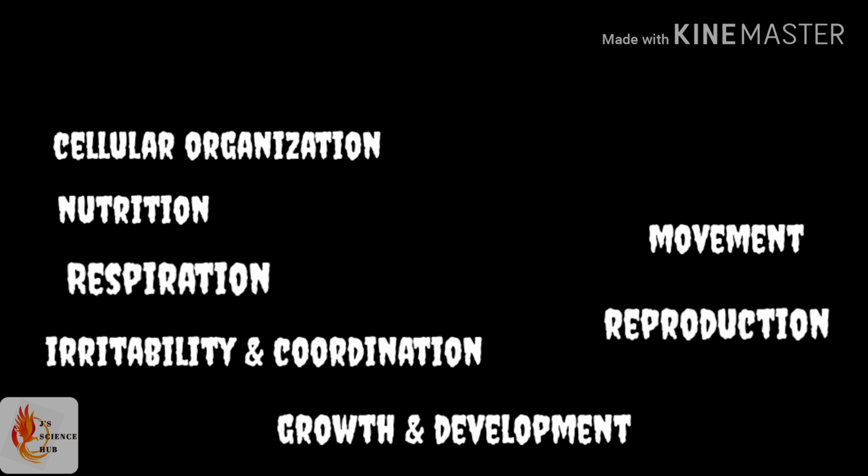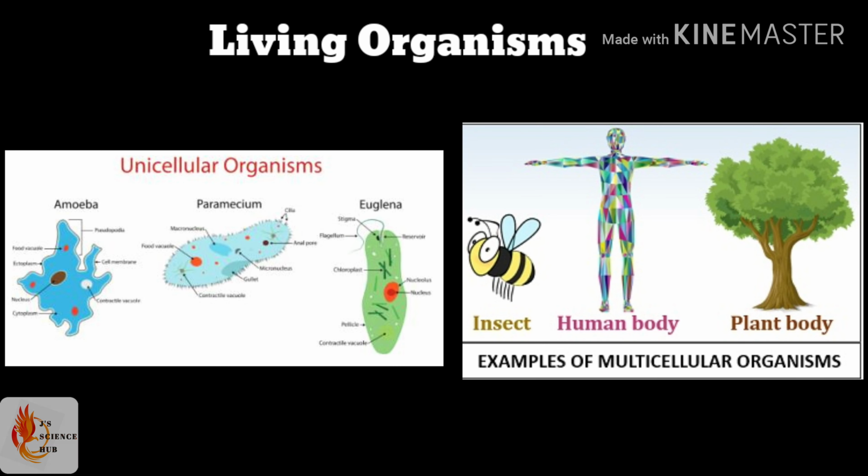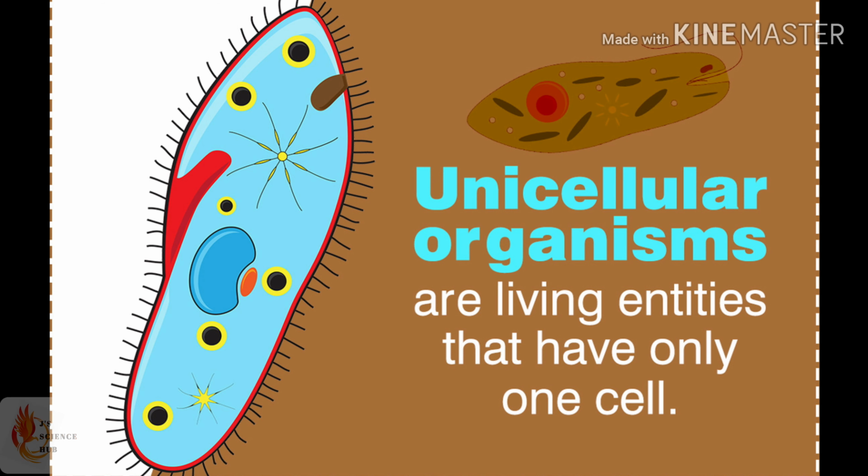So in this video we are going to discuss the first three common characteristics present in living organisms. They are cellular organization, nutrition and respiration. The living organisms can be divided into two types. They are unicellular as well as multicellular. Unicellular organisms possess a single cell which performs all the metabolic activities needed to be alive. The unicellular organisms are microscopic.